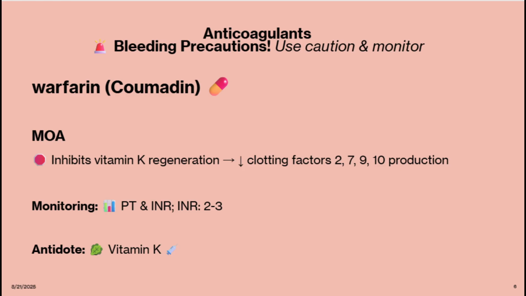warfarin. Warfarin, also known as Coumadin, inhibits vitamin K regeneration, so therefore it's affecting more clotting factors, 2, 7, 9, and 10. So the risk for bleeding is greater. This is why we're starting to move towards apixaban and move away from the warfarin.